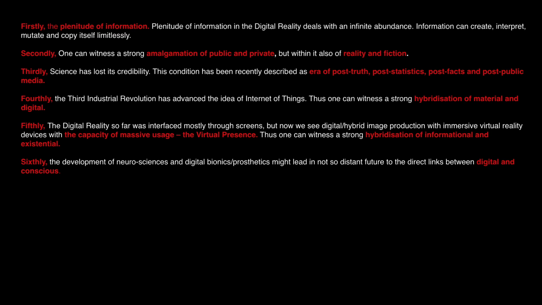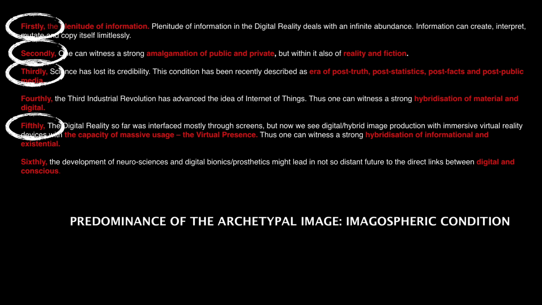So, if we look at these six empirical descriptions: plenitude of information, amalgamation of public and private, post-truth, post-statistics, post-facts and post-public media era, hybridization of material and digital, hybridization of informational and existential, and direct links between digital and conscious, we might try to somehow describe them or generalize what is happening.